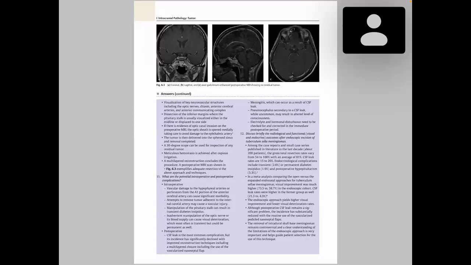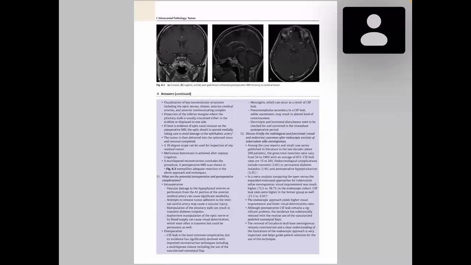So after resecting our tumor, we must close, and after meticulous hemostasis is achieved, we do a multi-layered reconstruction, which concludes the procedure. We may use synthetic dural grafts, we may use biological glues, we may put abdominal fat, and most importantly, we have to put back the pedicled nasal septal flap that we had raised earlier during the nasal part of the dissection. All this is to try as much as possible to prevent CSF leak.